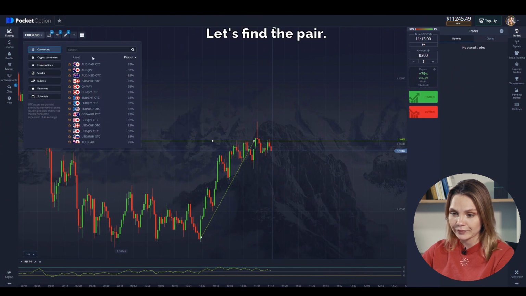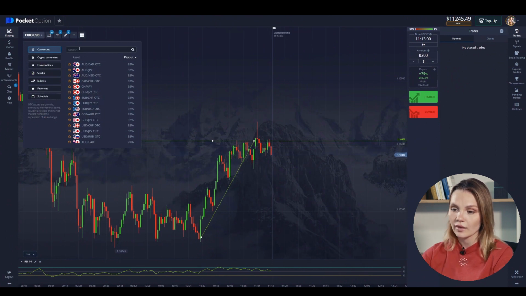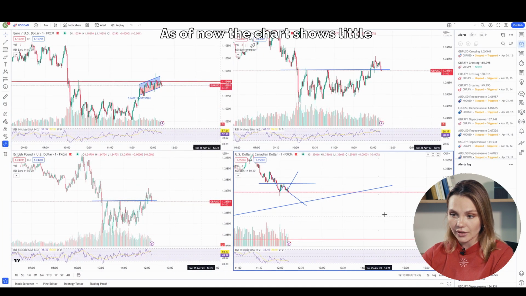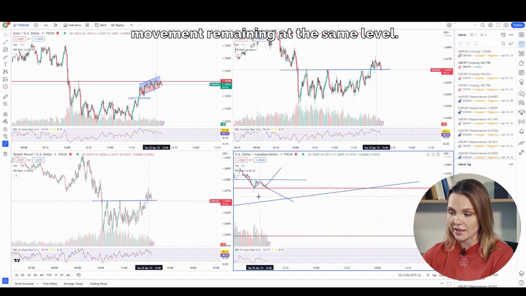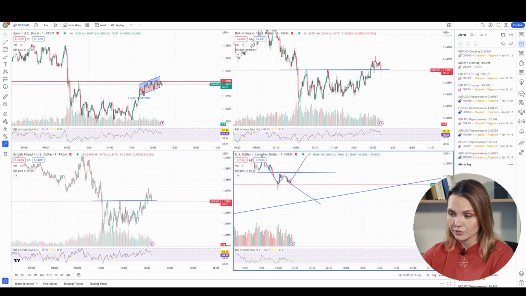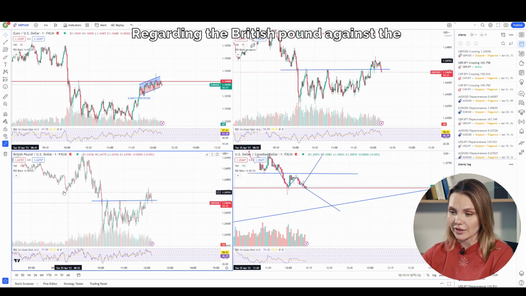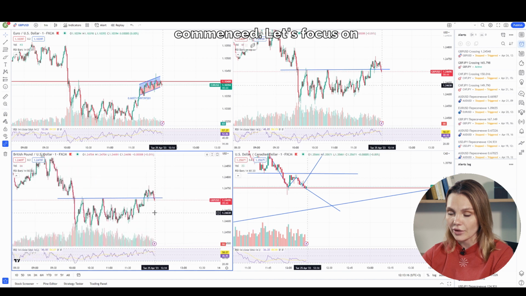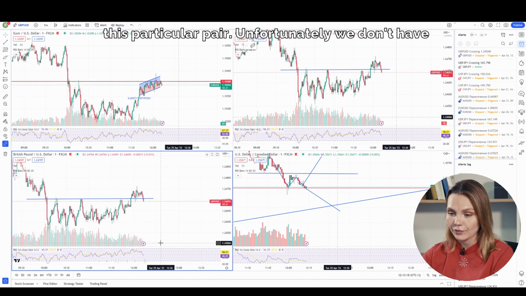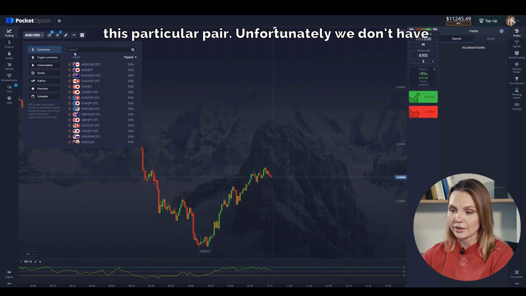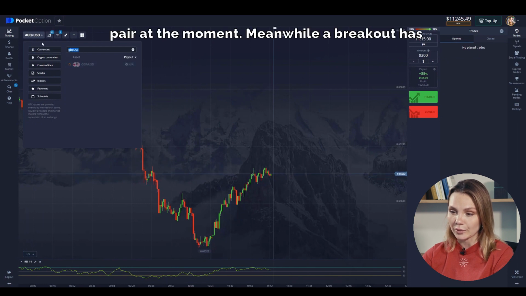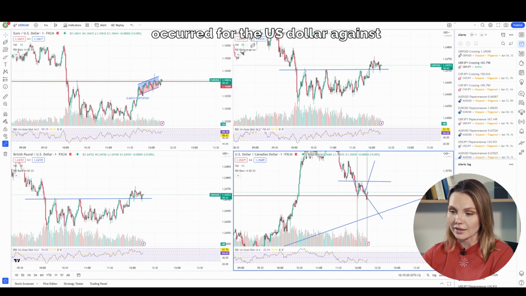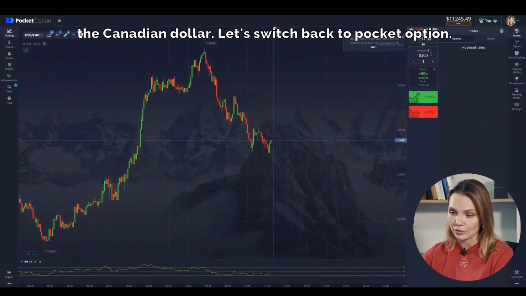Let's find the pair. We have the pair ready for analysis. As of now, the chart shows little movement, remaining at the same level. Regarding the British pound against the US dollar, I can see that the breakout has already commenced. Let's focus on this particular pair. Unfortunately, we don't have an active position on this pair at the moment. Meanwhile, a breakout has occurred for the US dollar against the Canadian dollar. Let's switch back to Pocket Option.